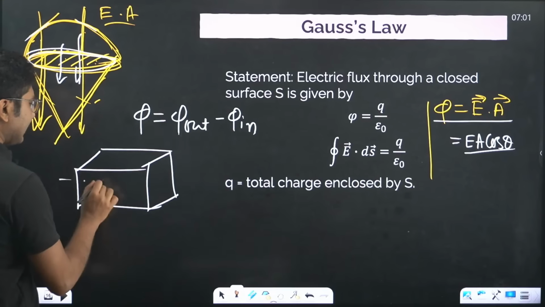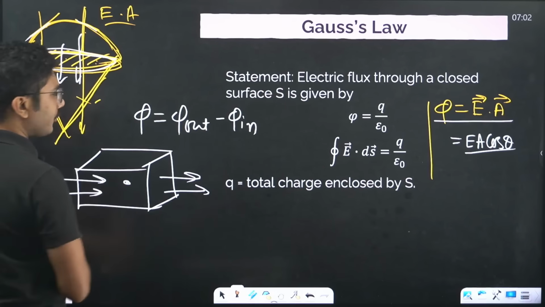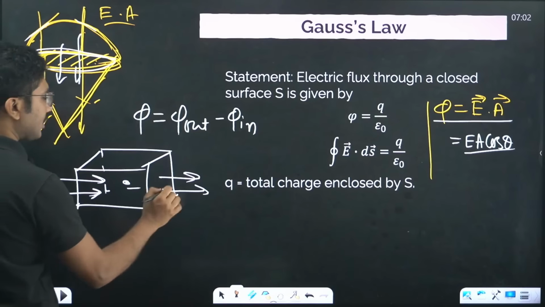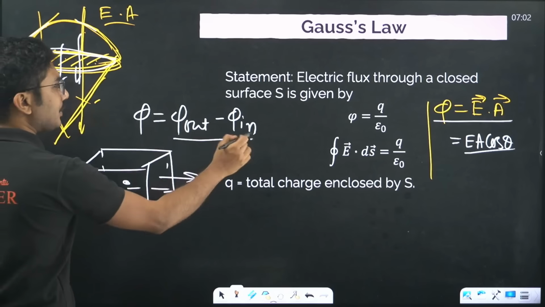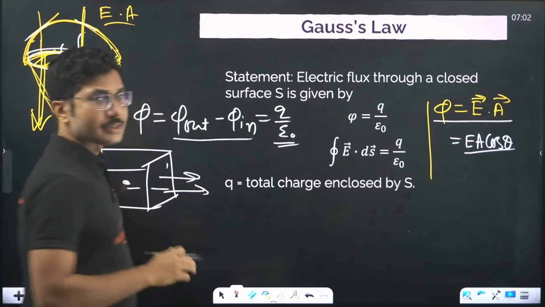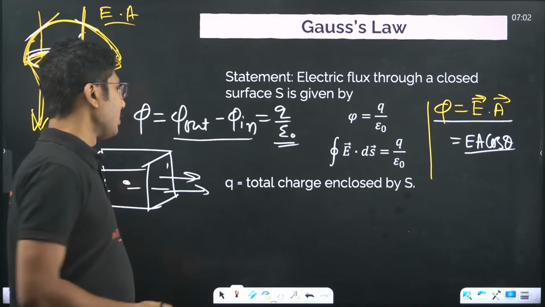There was once a question where they gave you a block like that. They said some electric field is here, some electric field is there. What is the amount of charge present? So you have to individually calculate the incoming flux, individually calculate the outgoing flux, and then find the difference between them, and that should be q by epsilon naught. Okay, so this is the way to solve a question where they have given you a surface system.